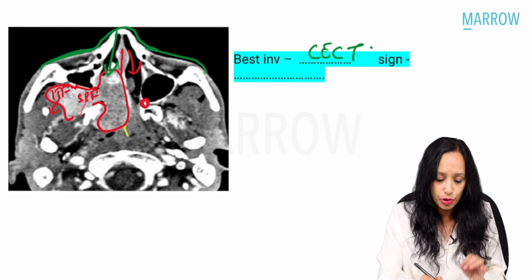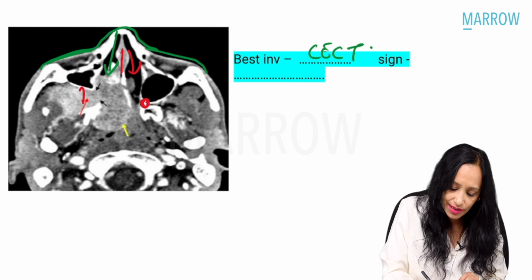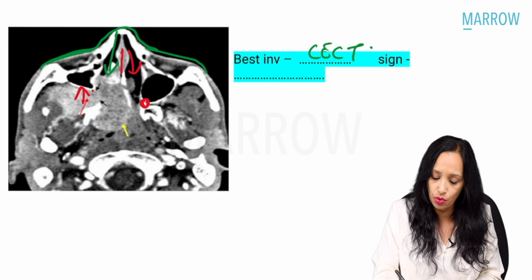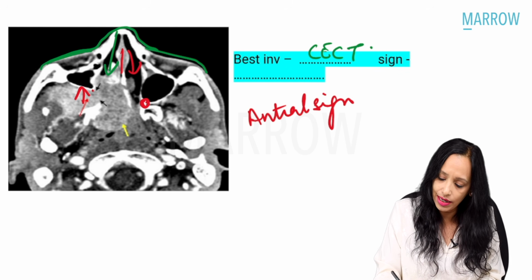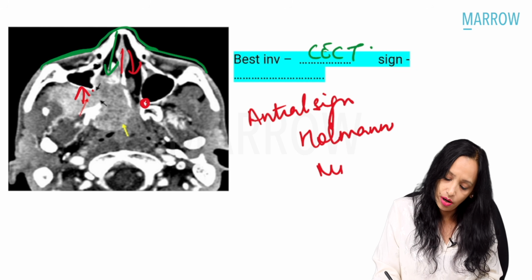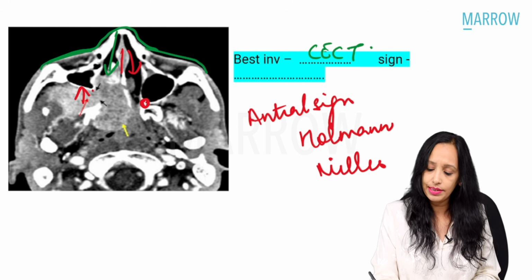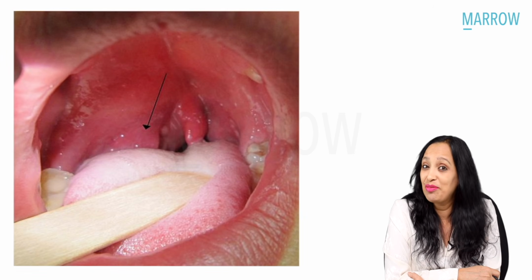This pushing by the mass of the posterior wall of the maxillary antrum anteriorly is what is known as the antral sign, also known as the Holman-Miller sign. Holman-Miller sign. Yes.